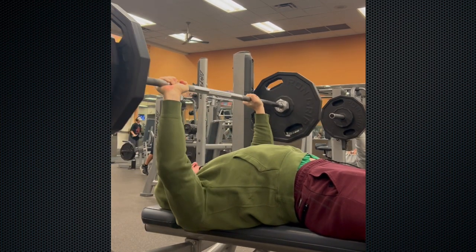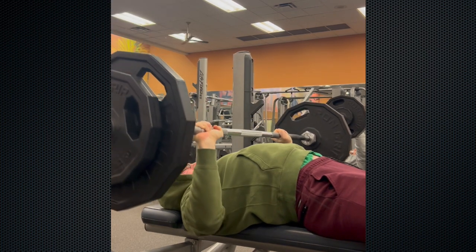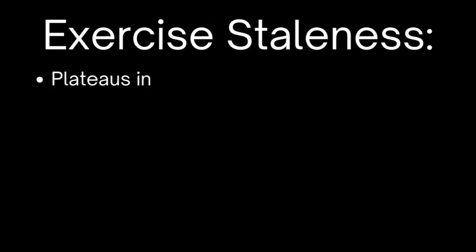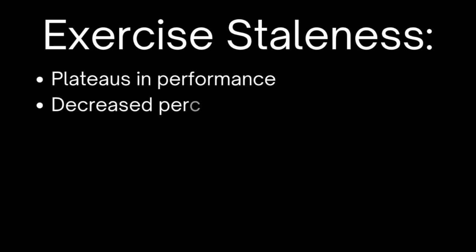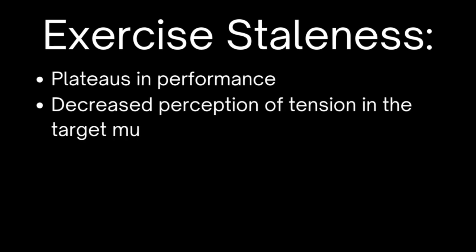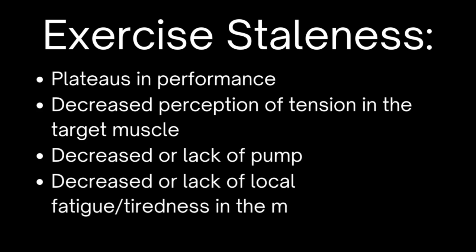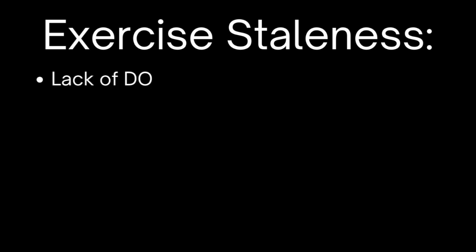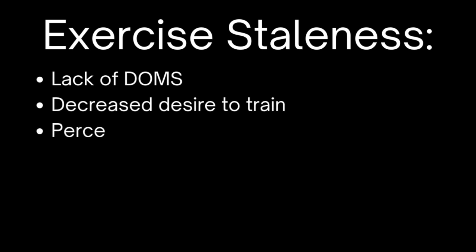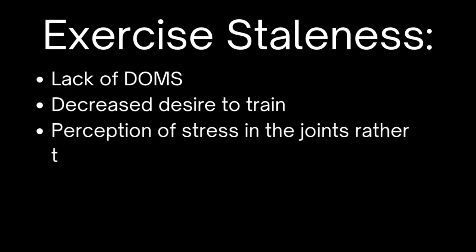Exercise staleness is characterized by a number of symptoms, including the following: plateaus in performance not attributable to an outside source or life stressor, decreased perception of tension in the target muscle, decreased or lack of pump, decreased or lack of local fatigue or tiredness in the target muscle directly following a set, decreased or lack of delayed onset muscle soreness, decreased desire to train, and perception of stress in the joints rather than the muscles.